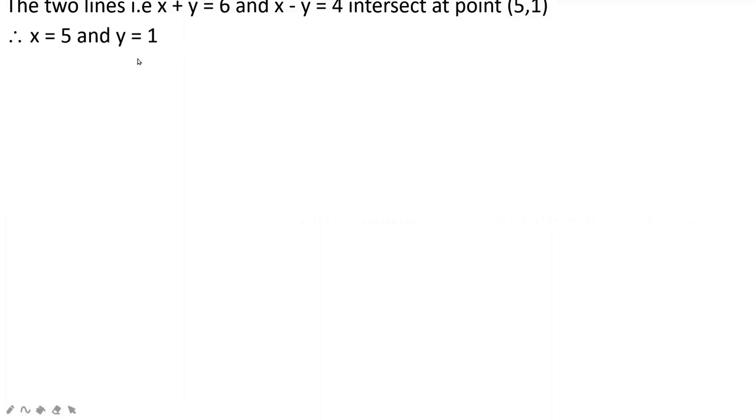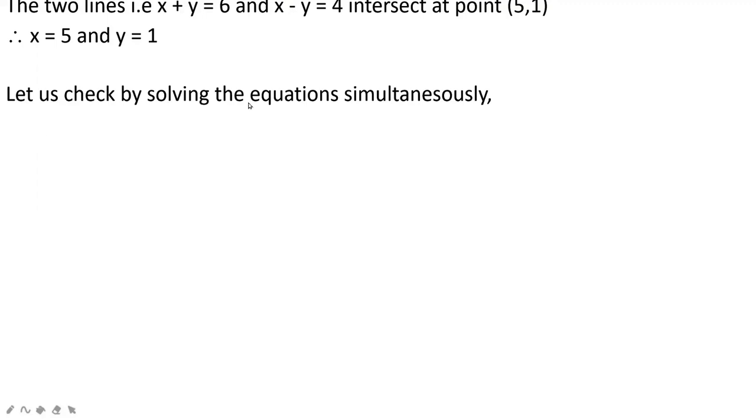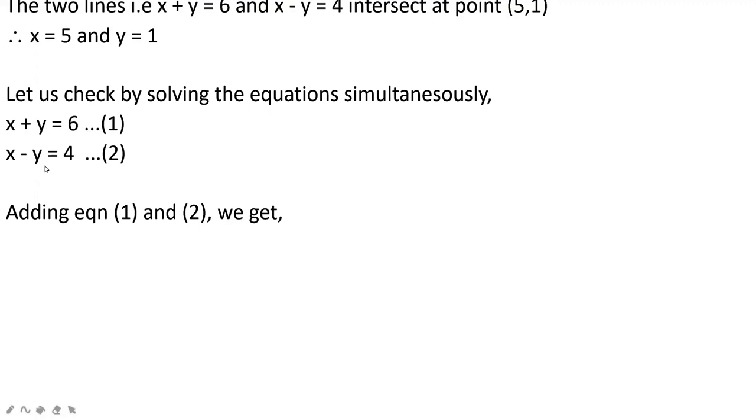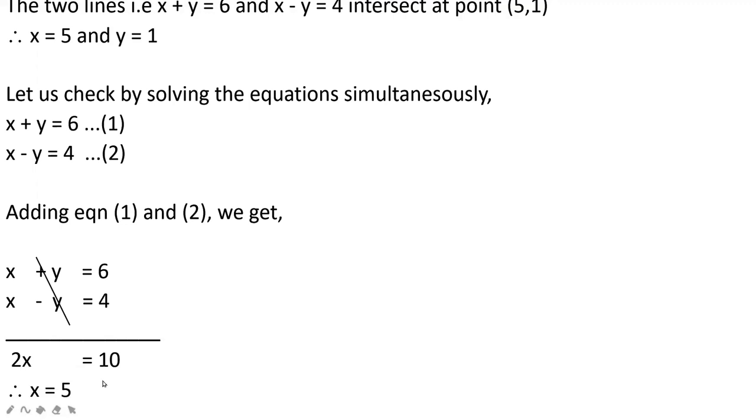So now you are supposed to solve till here only. But for your understanding, I am going to solve the two equations using the simultaneous method, and we will check whether we get the same value or not. So let us first check by solving the equations simultaneously. So we have two equations, x plus y is 6 and x minus y is 4. So we will add these two equations. So our y will get cancelled and we will get 2x is equals to 10. So we get x as 5.